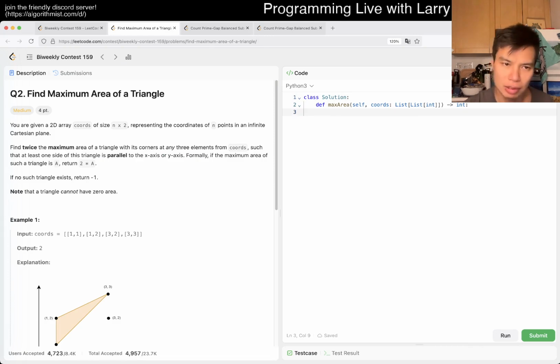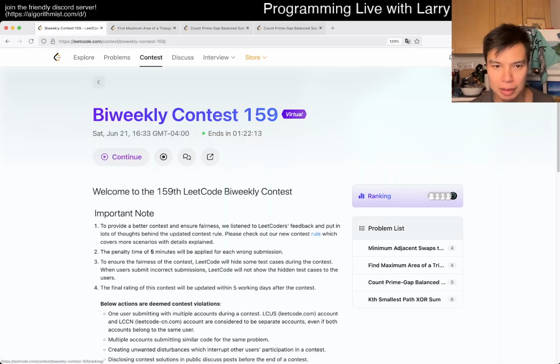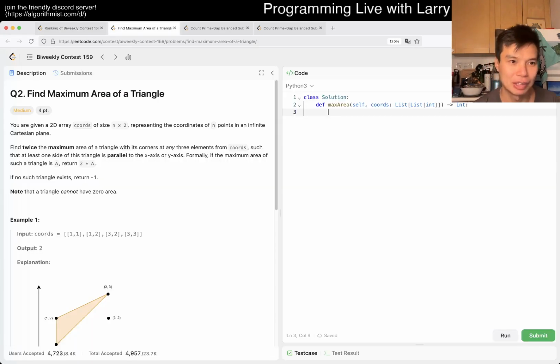Okay, that was kind of harder than I expected for Q1. Definitely a little bit slower. I don't even know how much time I did, but 7 minutes for Q1 is a little bit slow.